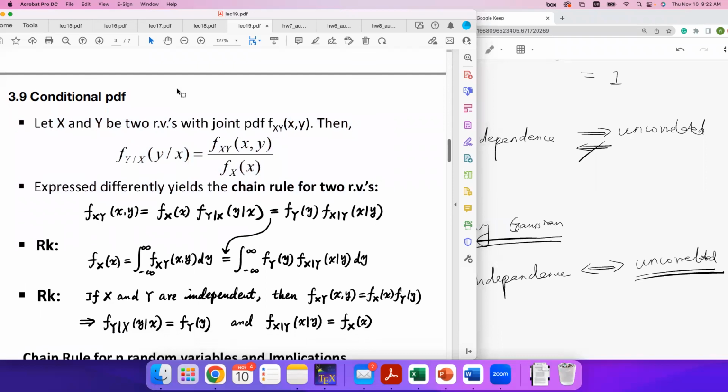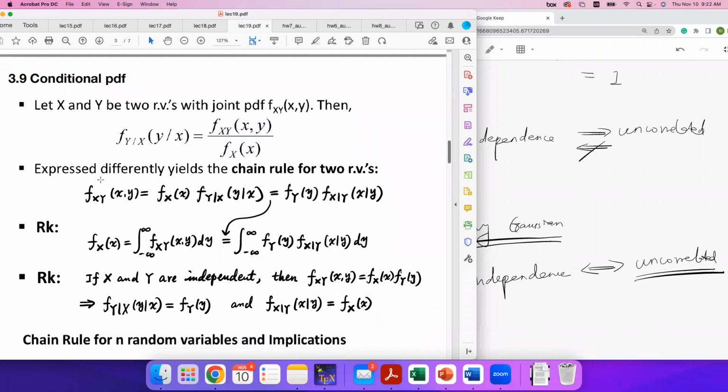And then we can define this so-called conditional PDF, which follows a very similar definition as the conditional probability. Okay. So if two random variables have a joint PDF, then the conditional PDF, written as f_{Y|X}, this is just a notation, is defined as the ratio between the joint PDF and the PDF of the conditioning random variable X. So this is the precise definition.